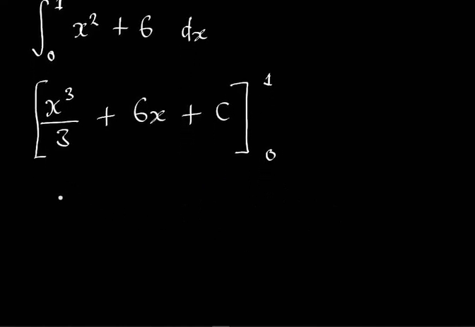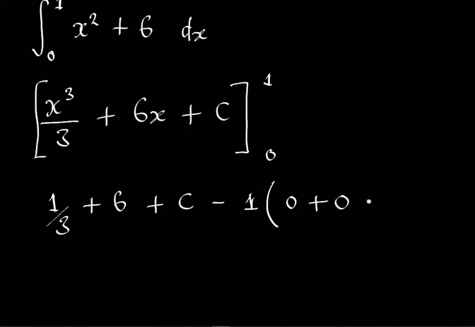If we evaluate this, we're going to have 1 over 3 plus 6 plus c, minus 1, 0 there, and 0 here. Then we're going to have our plus c. So from here, the only thing we're going to have is a plus c. Now this plus c will be multiplied by that negative, so we're going to have 1 over 3 plus 6 plus c minus c. Notice these c's cancel out. That's the reason why.